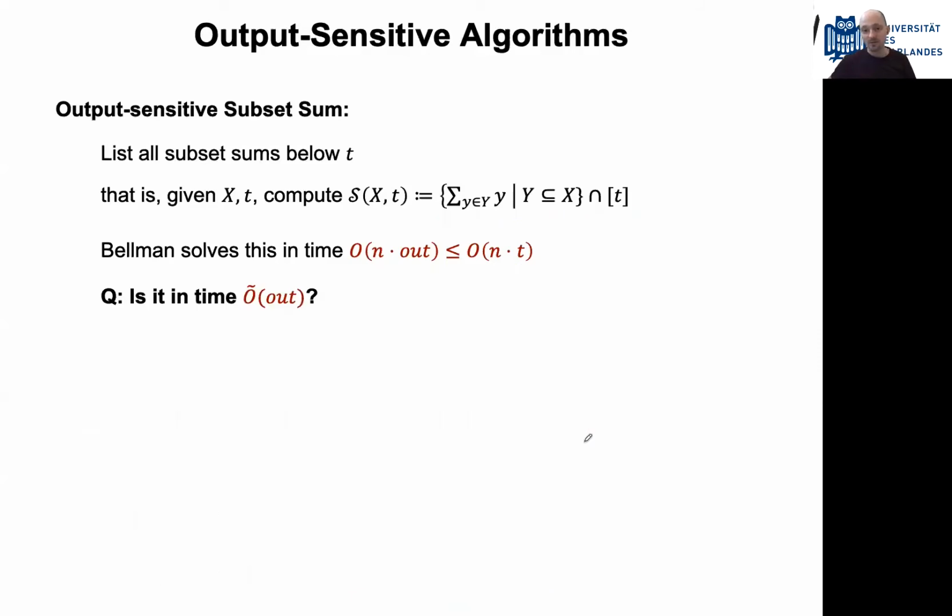Now, the natural next question is whether one can get output-sensitive subset sum in near linear time. Near linear in the output size.